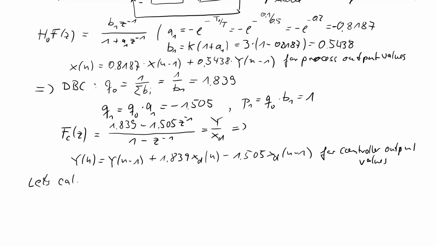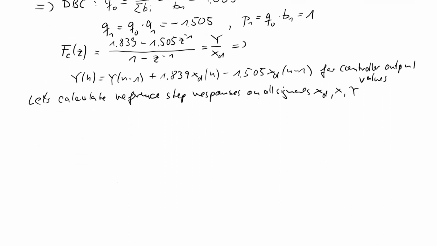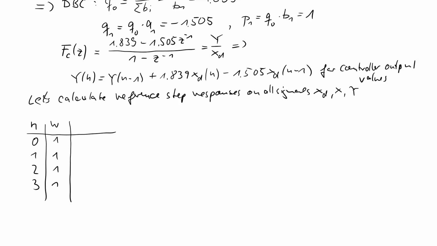Let's calculate reference step responses on all signals: control difference, process output, controller output. For this I make a table for these single steps 0, 1, 2, and 3. I want to have the reference step, say unit step amplitude.